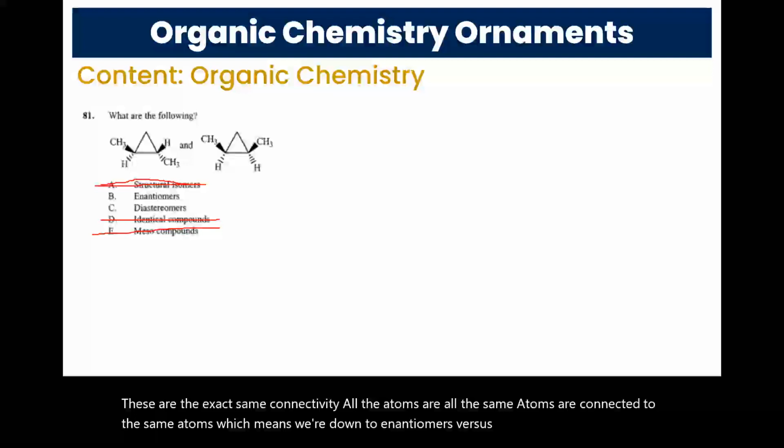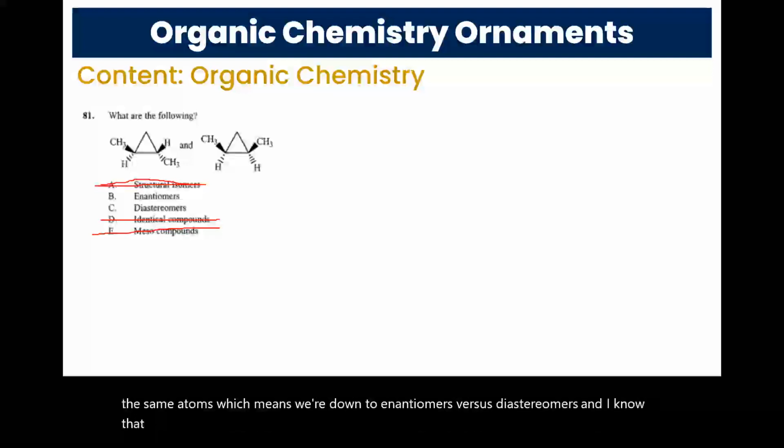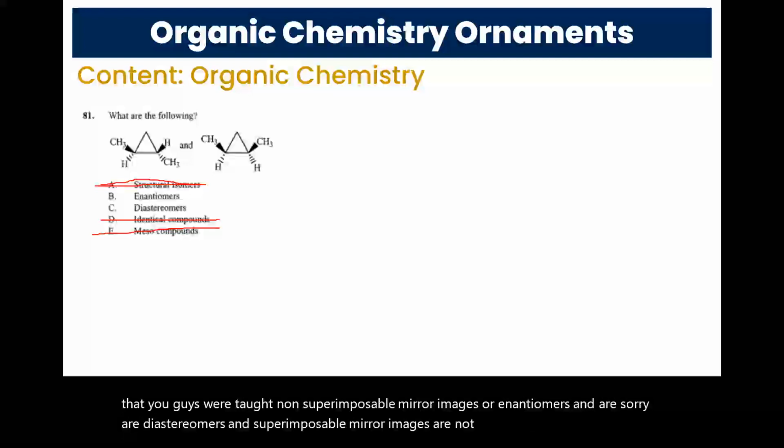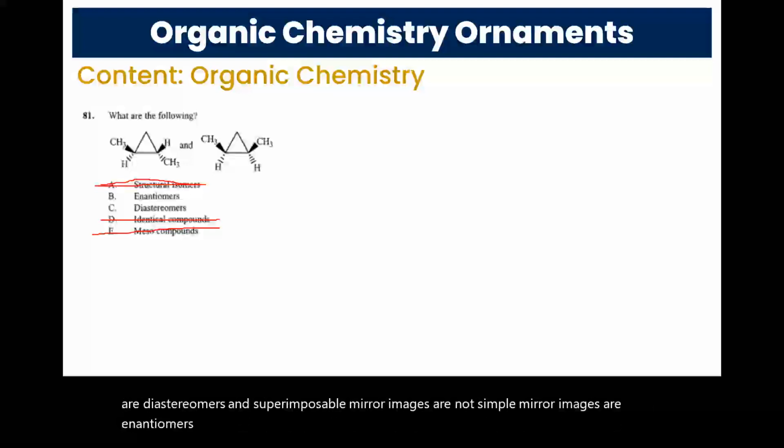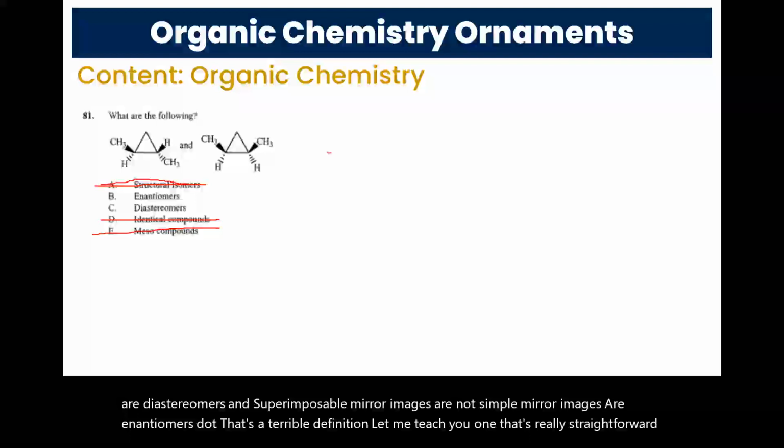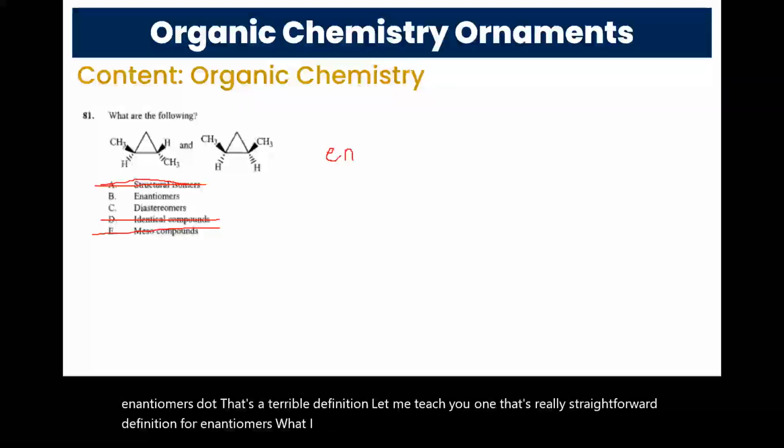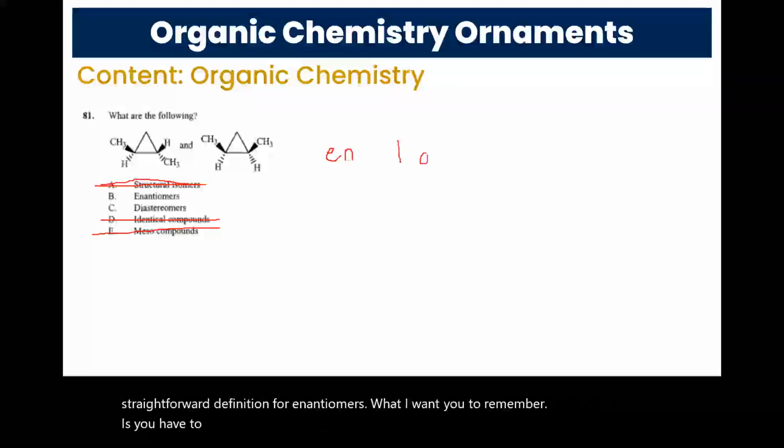And I know that you guys were taught that non-superimposable mirror images are enantiomers and diastereomers are the rest. That's a terrible definition. Let me teach you a really straightforward definition. For enantiomers, what I want you to remember is you have to have one or more chiral centers and they've got to be all opposite.